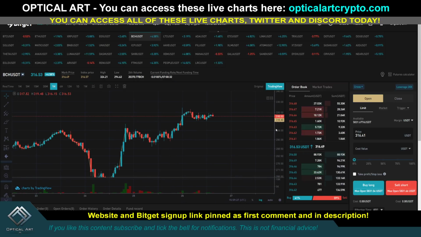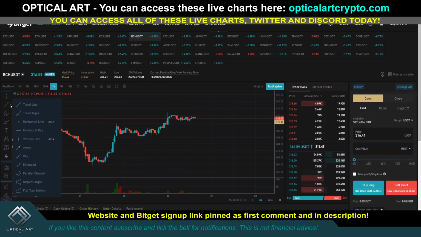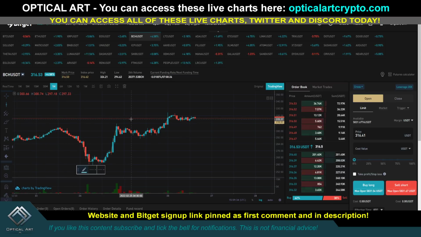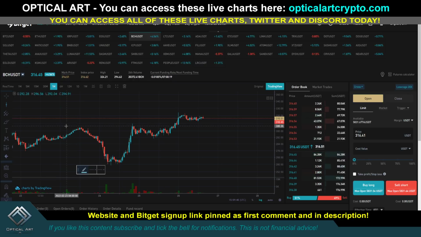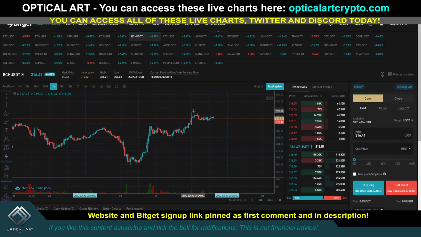Take it off auto so you can pan. Same thing, we're going to do a vertical line here, a vertical line right here. We're going to go to the 23rd, 0 hours. All right, and we're going to do a vertical line over here on the 27th, 0 hours, right here. And the same thing.